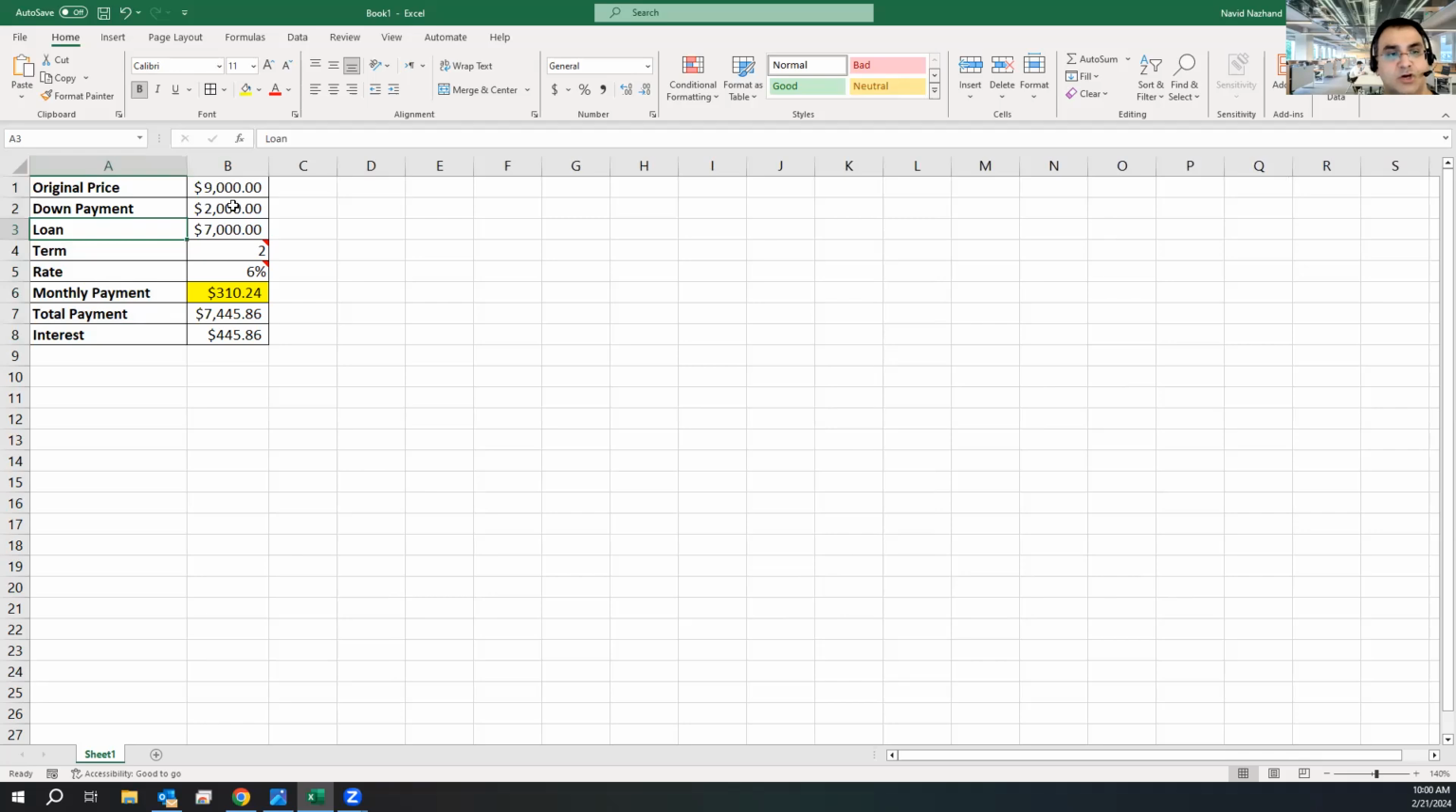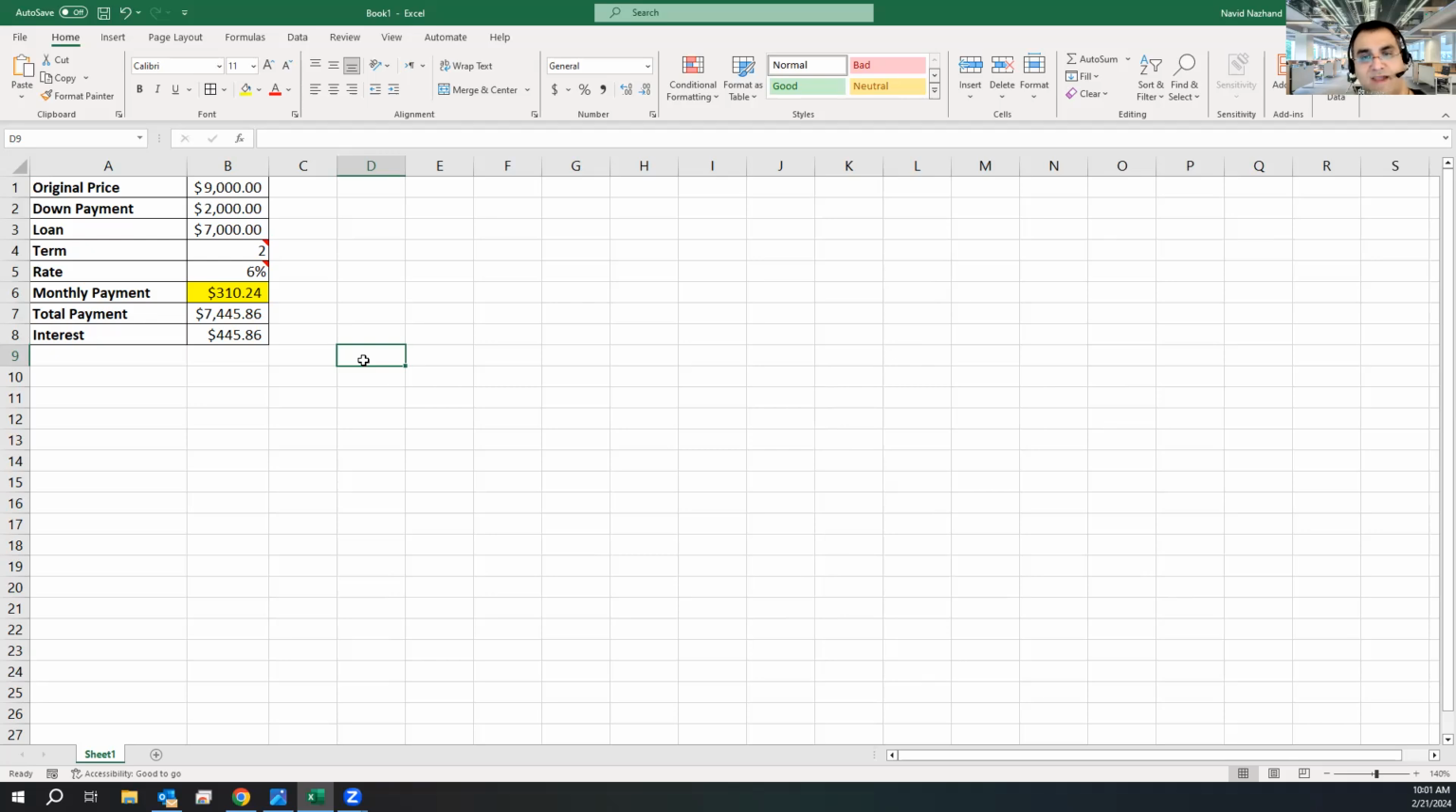Okay, but when you go to a bank, a financial institute, again, this example is only based on something that you want to buy for $9,000. It could be $90,000, it could be $9 million. The concept is the same, right?